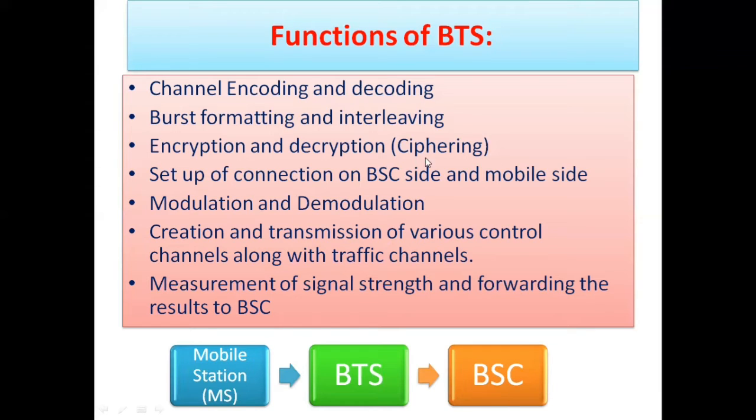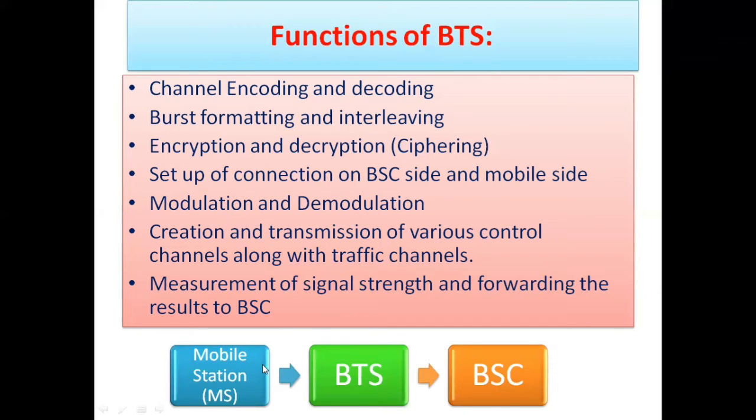Then encryption and decryption, known as ciphering. For secured transmission, ciphering is also done by the BTS, and the reverse process takes place in the mobile station. Another point is that the BTS is also required to get connected to the BSC, base station controller, as well as the mobile station. There will be an air interface between the mobile station and BTS, but between BTS and BSC it may be optical fiber, or sometimes even microwave systems can be used for achieving economy.